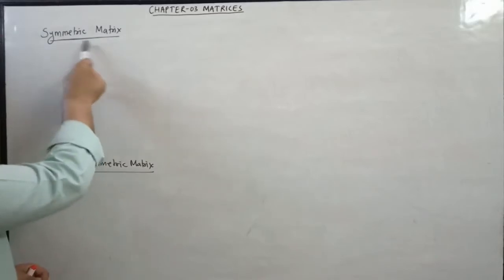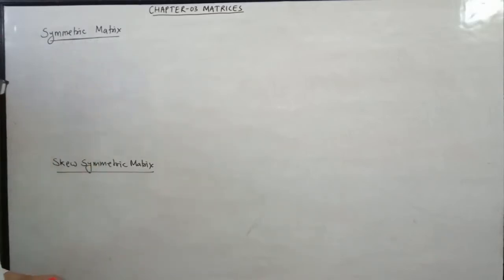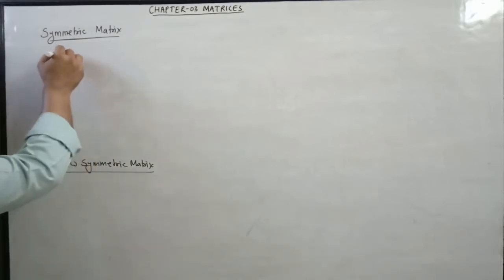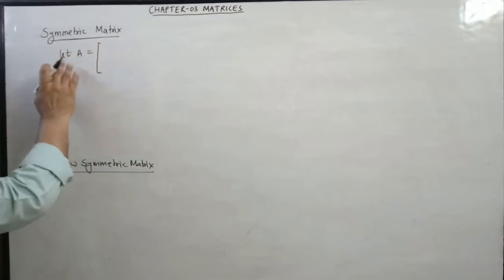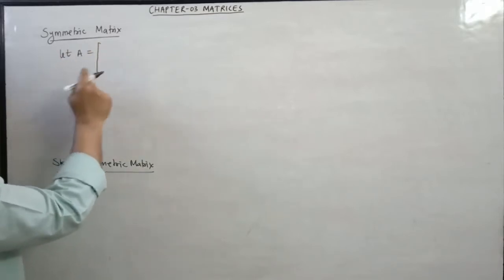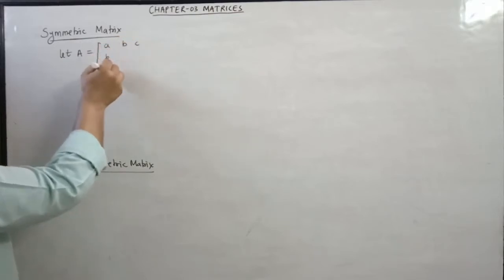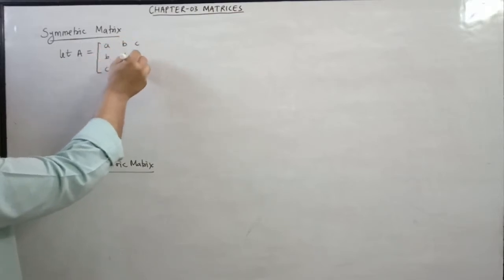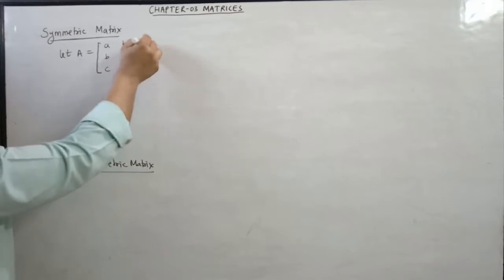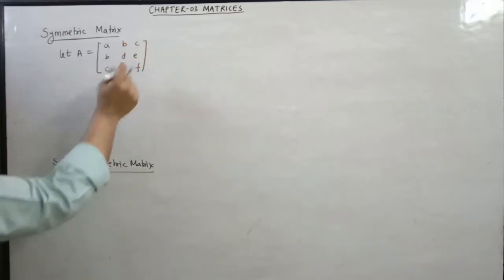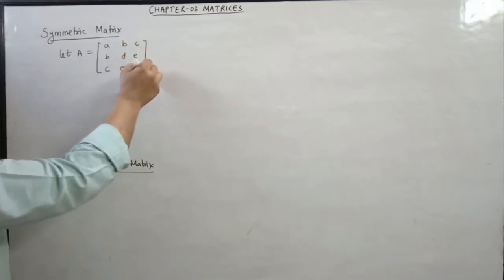Now the matrices which are called symmetric and skew symmetric matrix. Now what is the meaning of symmetric matrix? So let's take one example. Let matrix A be equal to, okay, it is a square matrix. Okay, this can happen only in a square matrix. So let's write here A, B, C, okay, D, E, and this is F. Now I have taken this matrix here.